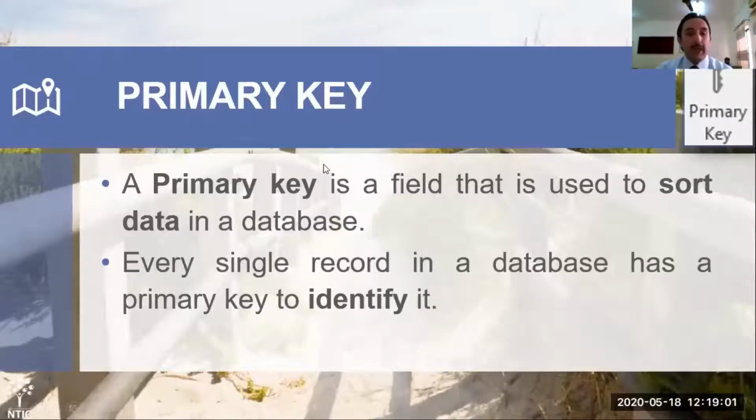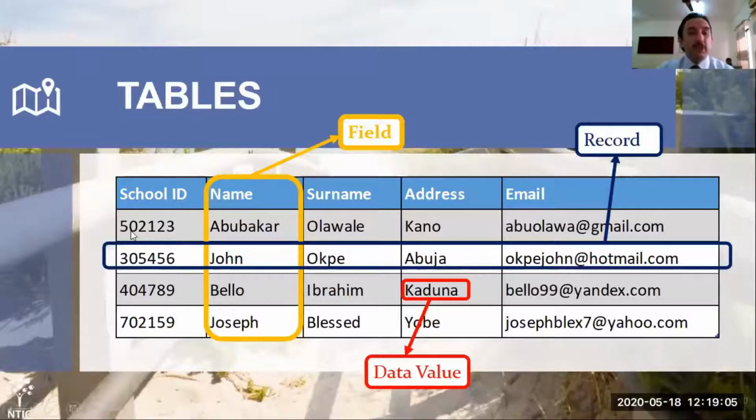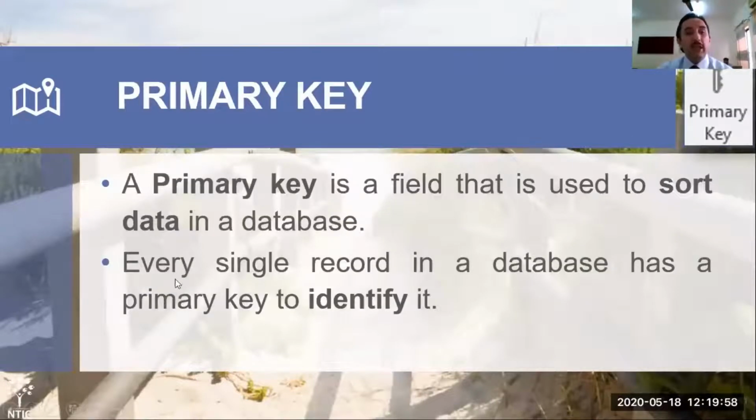For example, let's go back here. Every single record, for example this record, has one primary key. Let me ask you, can Abuja as an address be a primary key? I think it should not be, because many people can stay in Abuja, and many people can have the name John or the surname Okbe. Maybe the email, but I don't think so, because email addresses are different. It can be a primary key or a foreign key, but here, as you see, nobody can take the same school ID. Every single record in a database has a primary key to identify it.